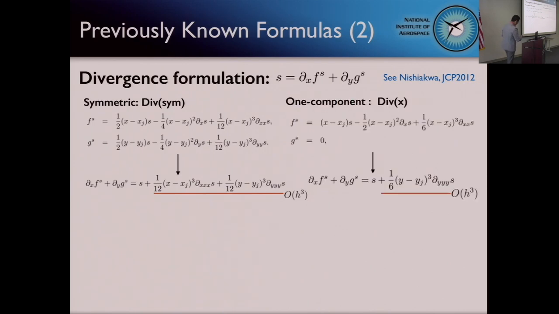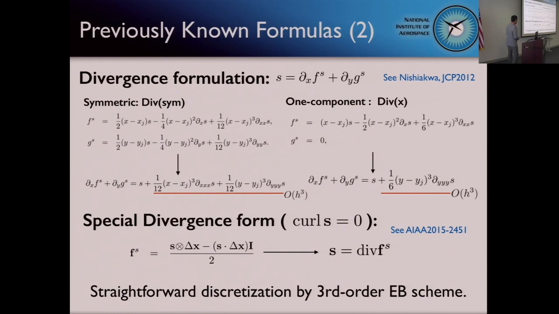And then later I noticed that we don't have to use both fluxes. We can use just one flux. This is called the one component divergence form. This also creates third order errors, but this can also be used to generate the source discretization. So this is a symmetric form, and that's the one component form. And there is also a special divergence form. If your source term is curl-free, like a gradient of some function, then the source term can be exactly represented as a divergence.